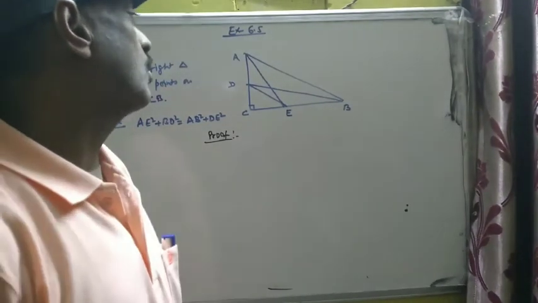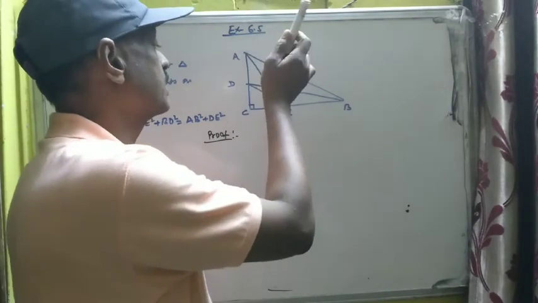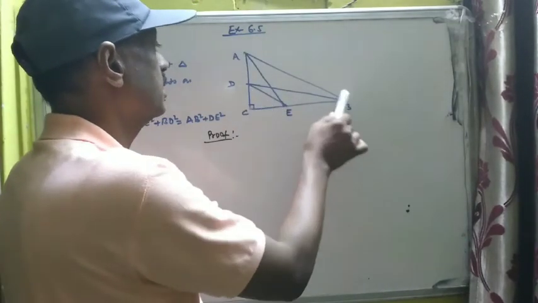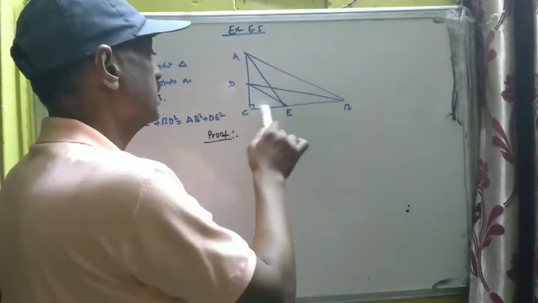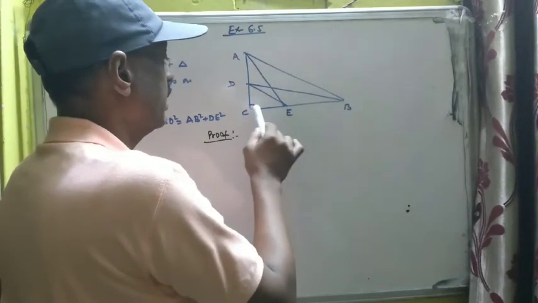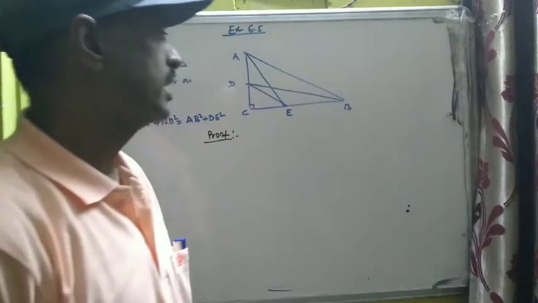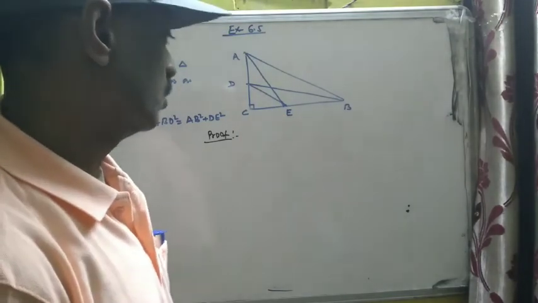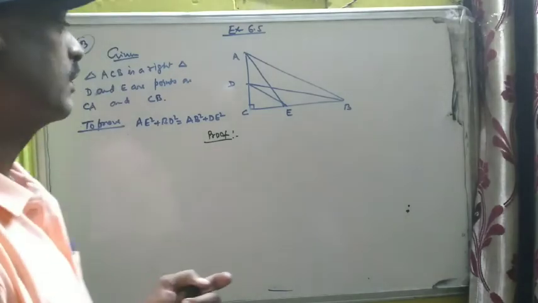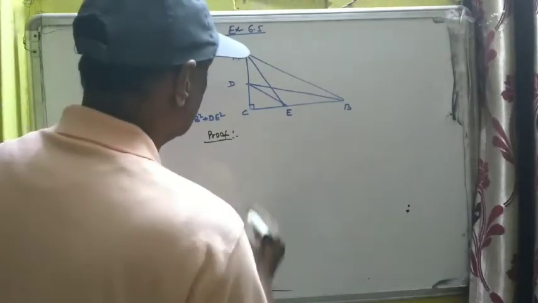Just see, four right angle triangles are formed here in the figure. First right triangle is ACB, then ACE, this one, also DCE and DCB. So four right triangles are there. So we can form four equations from these right angle triangles by using the Pythagoras theorem. So let us do.